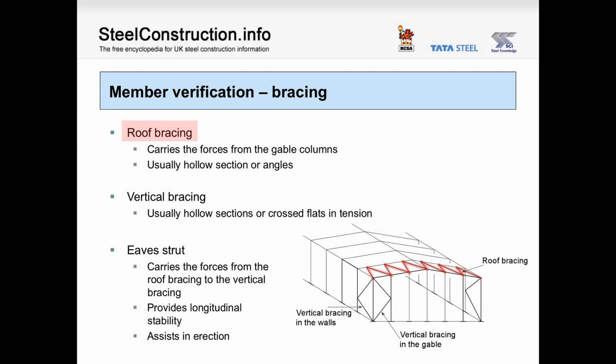The bracing may be designed to act in compression and in tension, or in tension alone. The roof bracing collects the forces from the tops of the gable columns and any forces in the purlins, which may be due to restraint or from frictional drag on the roof, and it carries that force to the eaves level. The vertical bracing then conveys that force to the foundations. The eaves member may carry the force from the roof bracing to the vertical bracing if that's located in a different bay, but will also provide stability for all the portal frames.